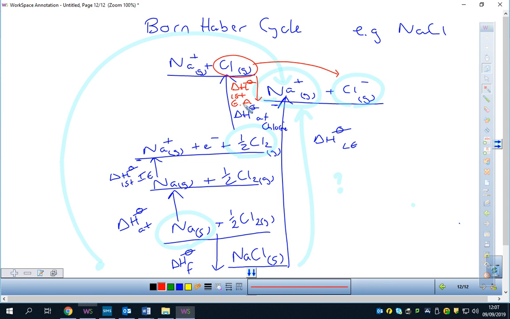Here you have a complete Born Haber cycle for sodium chloride. If you know each one of these changes, you can calculate the unknown lattice enthalpy of sodium chloride.